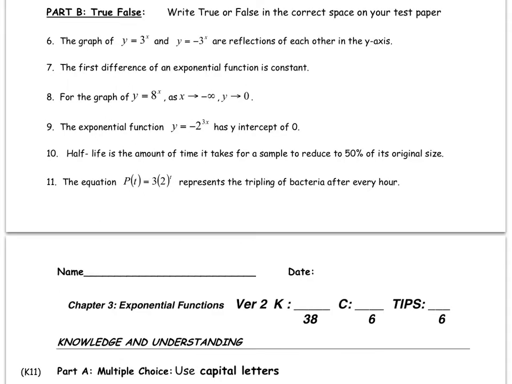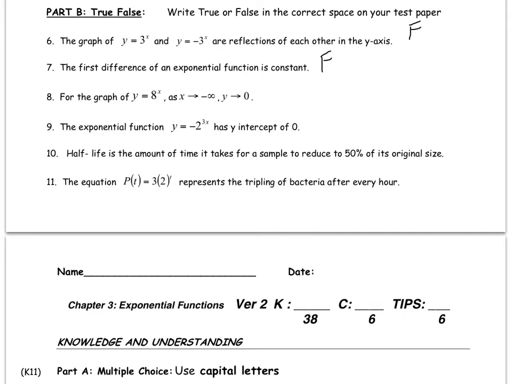Question number 6: the graphs of y equals 3 exponent x and y equals negative 3 exponent x are reflections of each other on the y-axis, which is incorrect because these are reflections on the x-axis. So the answer to this part is going to be false. The next question, question number 7, says that the first difference of an exponential function is constant, which is incorrect. It's the ratio which is going to be the same, which is constant. So the answer to this one is also false.